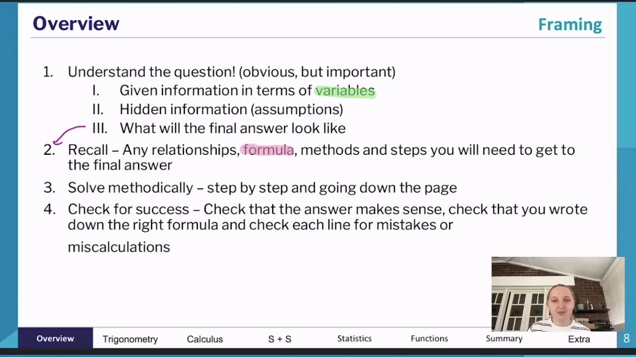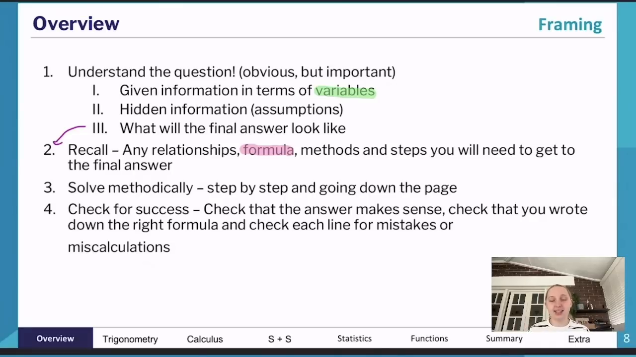Part 3, I guess, is the obvious part: solve it. Step by step, go down the page. Super important that you set this out nicely, that you are going down the page, you're not going left or right or anything like that. Because you want whoever's marking it to be able to really clearly see what you were trying to do. You want it to be really obvious how you got from this line to the next line to the next line to the next line.